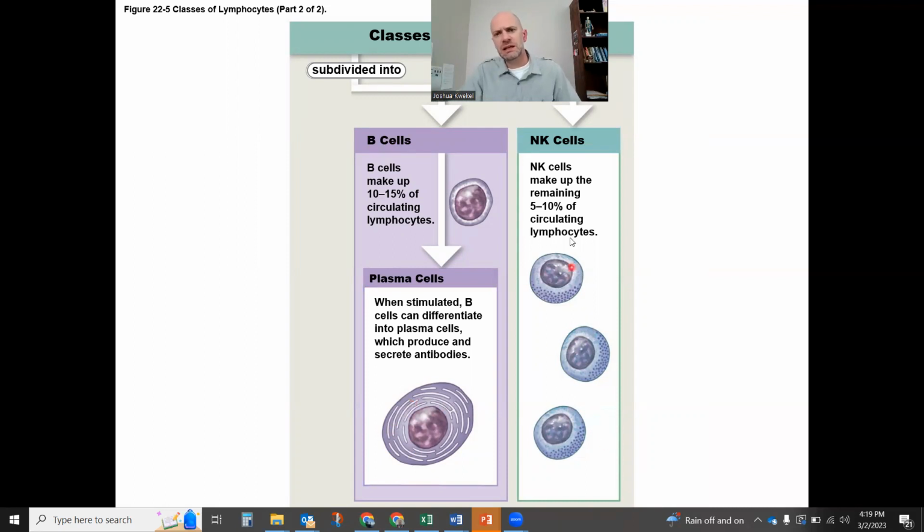Natural killer cells are here. Again, those are detecting our natural cells that are virally infected or cancer cells.